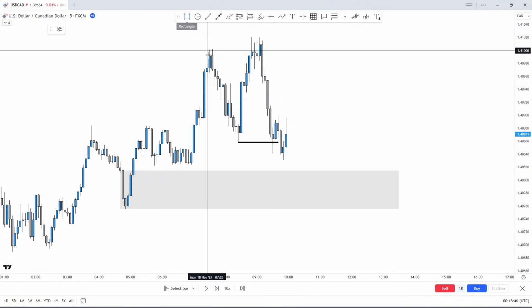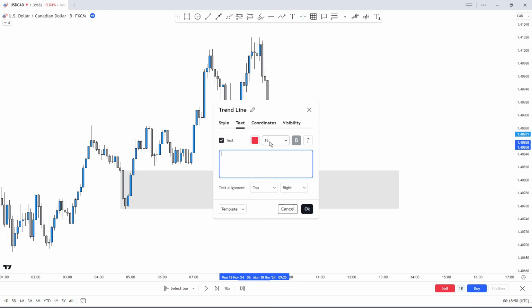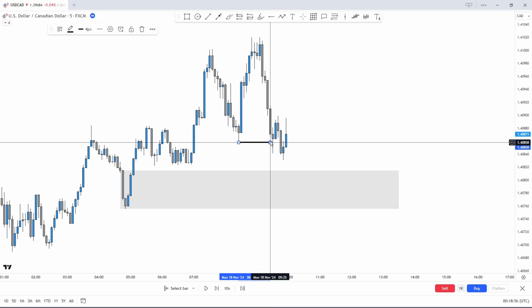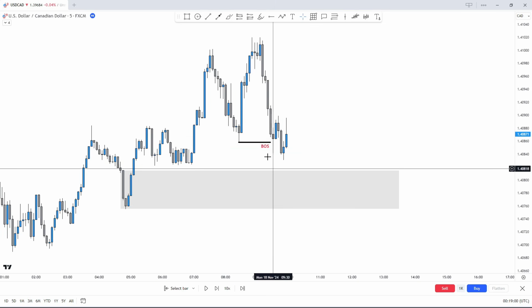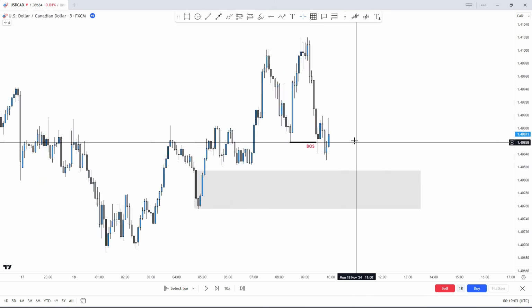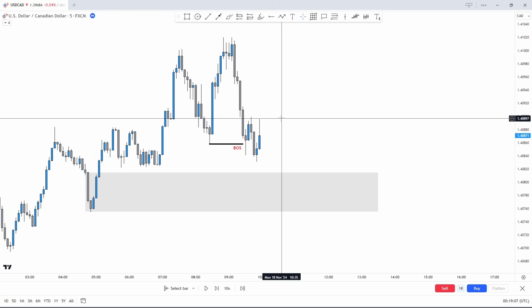So first things first is understand that we have a break of structure over here. So I'm just going to write in break of structure, BOS. Right? And it's good to get into the habit of that, so whenever you come back to your analysis, you know what this line is about. And so yeah, we have this break of structure here.